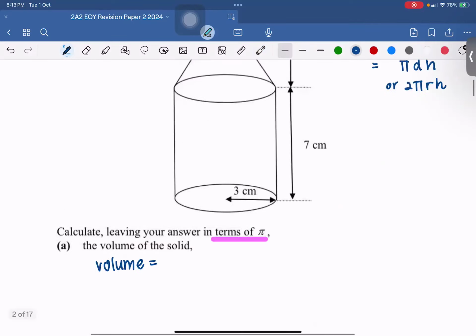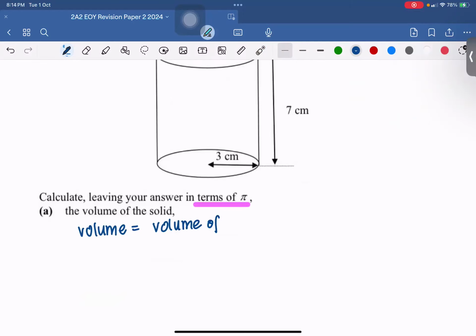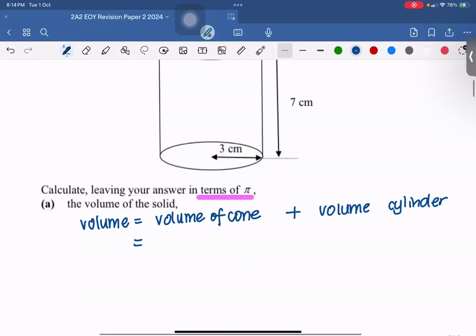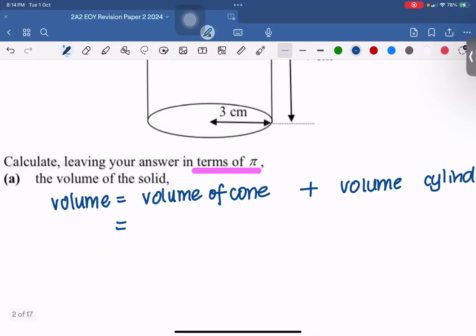So volume in this case is volume of the cone plus the volume of the cylinder. Okay, the volume of cone formula is given in the formula sheet cover page. Anyone remember what's the fraction? 1/3. Not 1/4, 1/3 times base area times height.